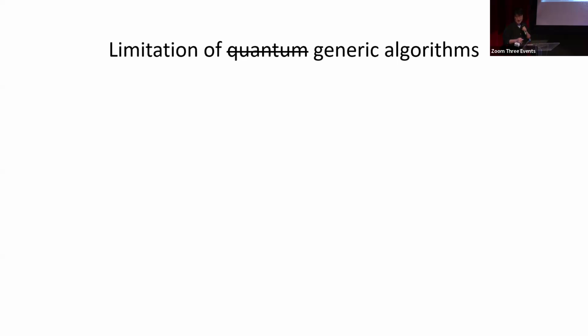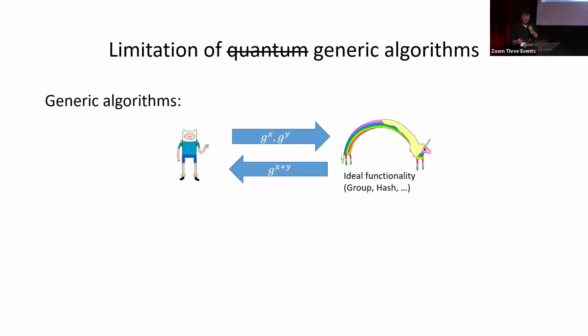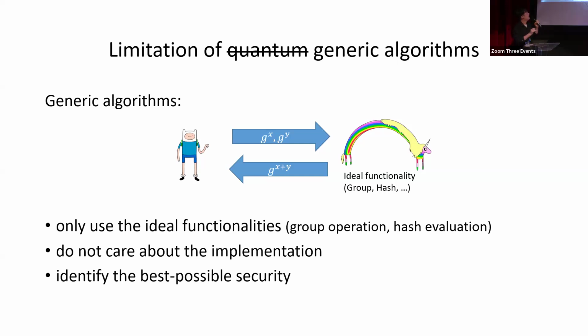This kind of thing, generic algorithms or generic lower bounds, usually deals with so-called generic algorithms, which just use the ideal functionality of a structure, function, whatever. For example, if we are thinking about the generic group, the algorithm submits two group elements and only obtains their group operation, and does not care about the encoding of the group. So it's called a generic algorithm.